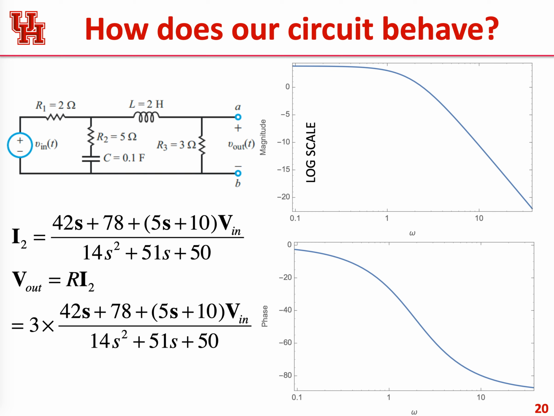So we can also now look at the phase in a similar manner. If you look at this term here, the phase is going to tend towards minus 90 degrees, whereas as s tends to 0, the phase is going to tend towards 0 degrees. So we can get a feel for how this circuit behaves as the frequency varies. We'll talk more about that in the next chapter.